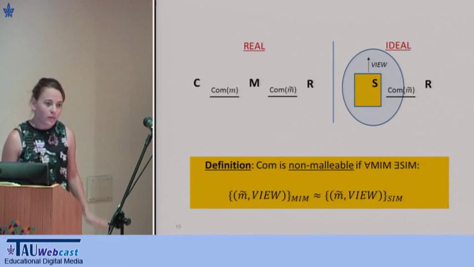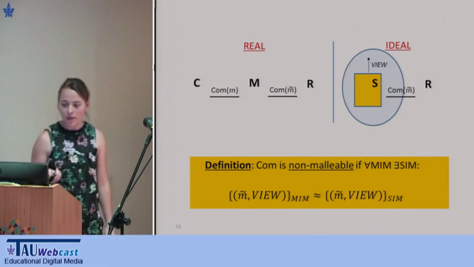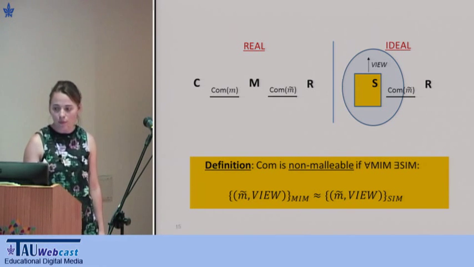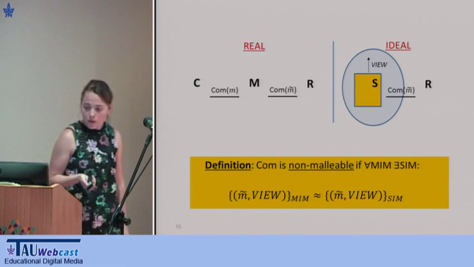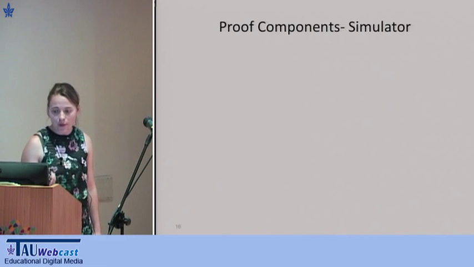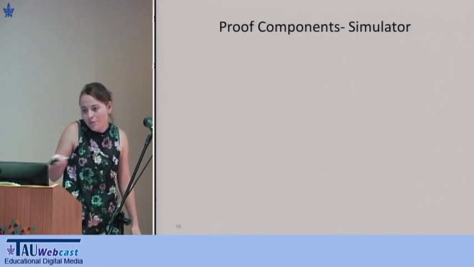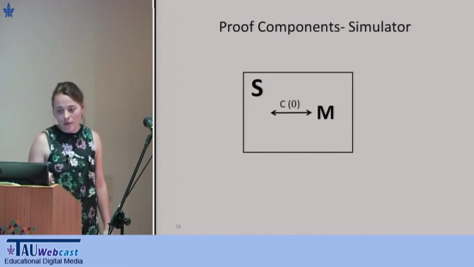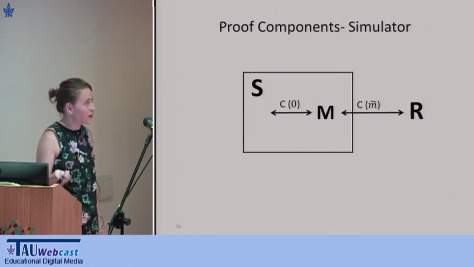So let me just remind you what we need to do in order to prove that this scheme is non-malleable. We need to construct a simulator that will output a simulated view and commit to some value, such that the view and the value he commits to will be indistinguishable from the real execution. The simulator is very simple and is actually the standard simulator in non-malleable proofs. He will just run the man in the middle internally, commit to 0, and forward the interaction on the right to the external receiver.